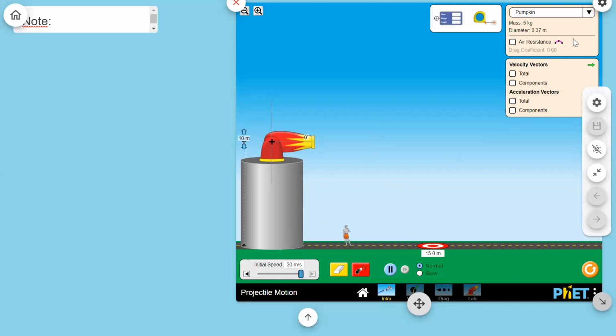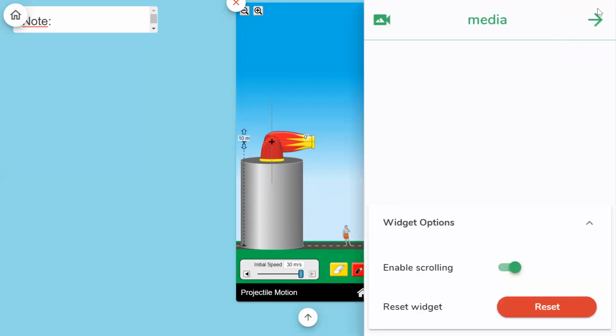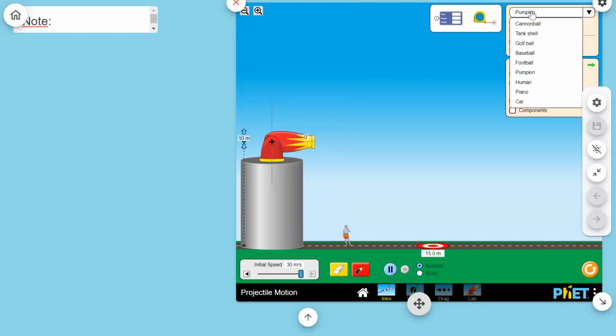And then you can also adjust the object, or we can say the projectile, starting from cannonball until car. And you can also adjust the mass of the object. So maybe you can customize it. You can use the second simulations in lab. And then you can also put the air resistance here.